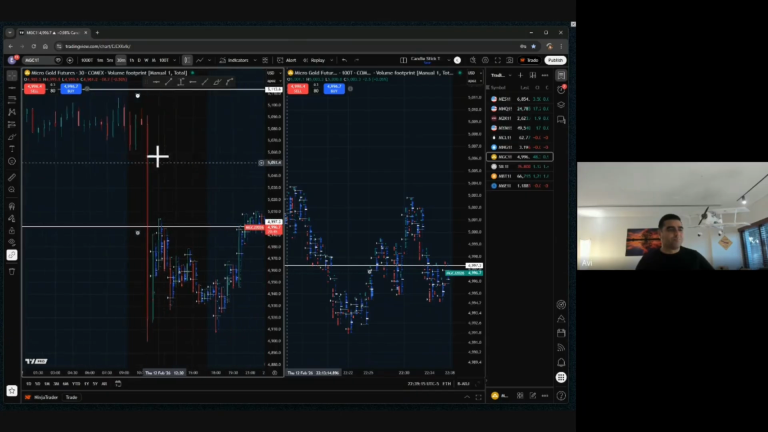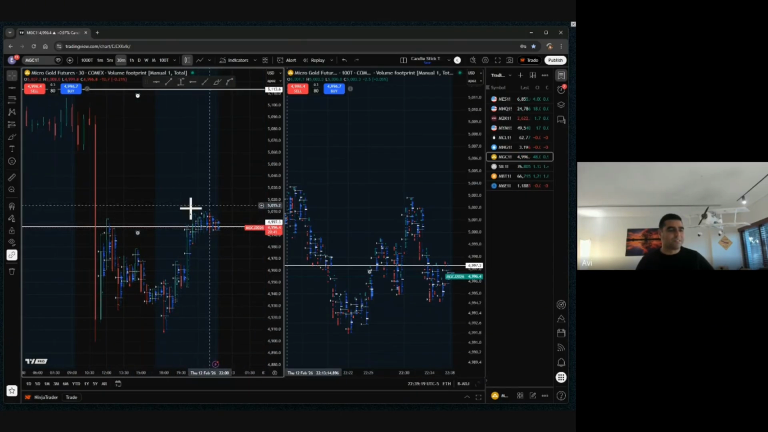And gold was fun, huh? Big drop. Higher lows, double bottom sort of thing. Sitting at this level now. It's gonna be fun later.